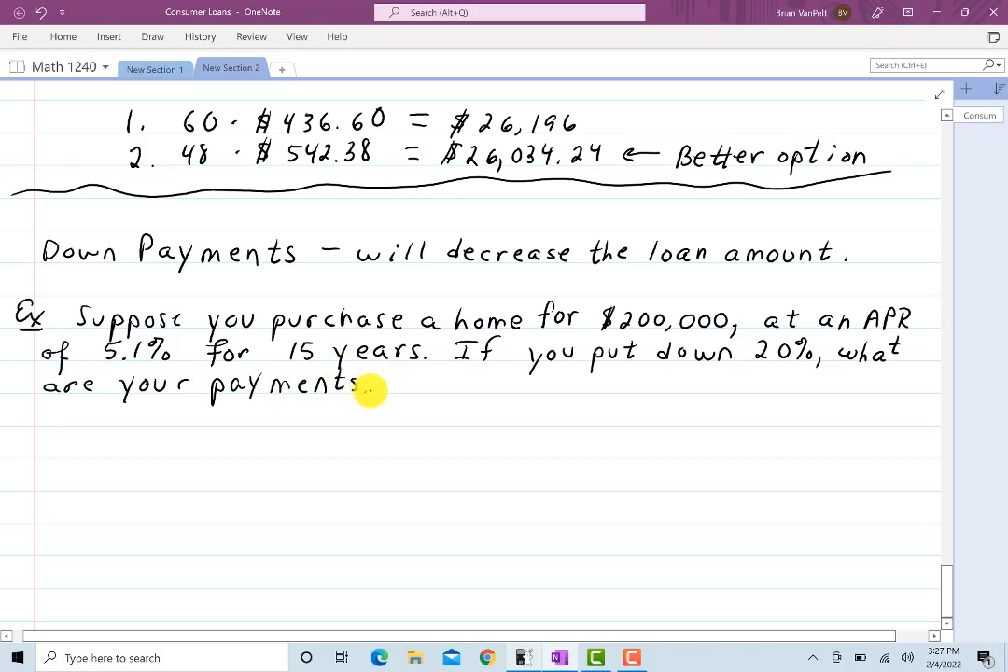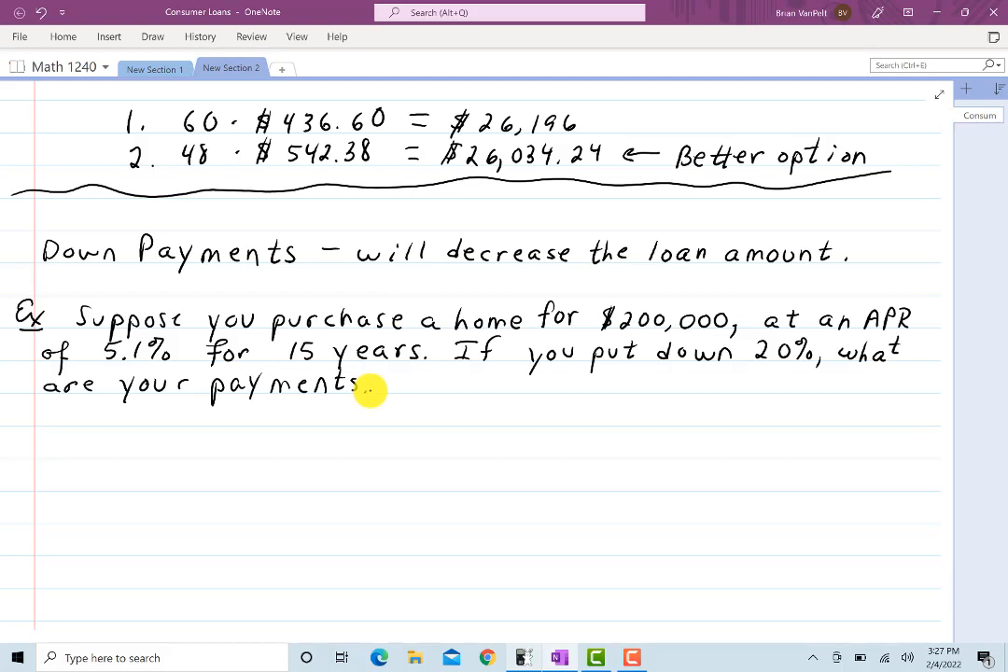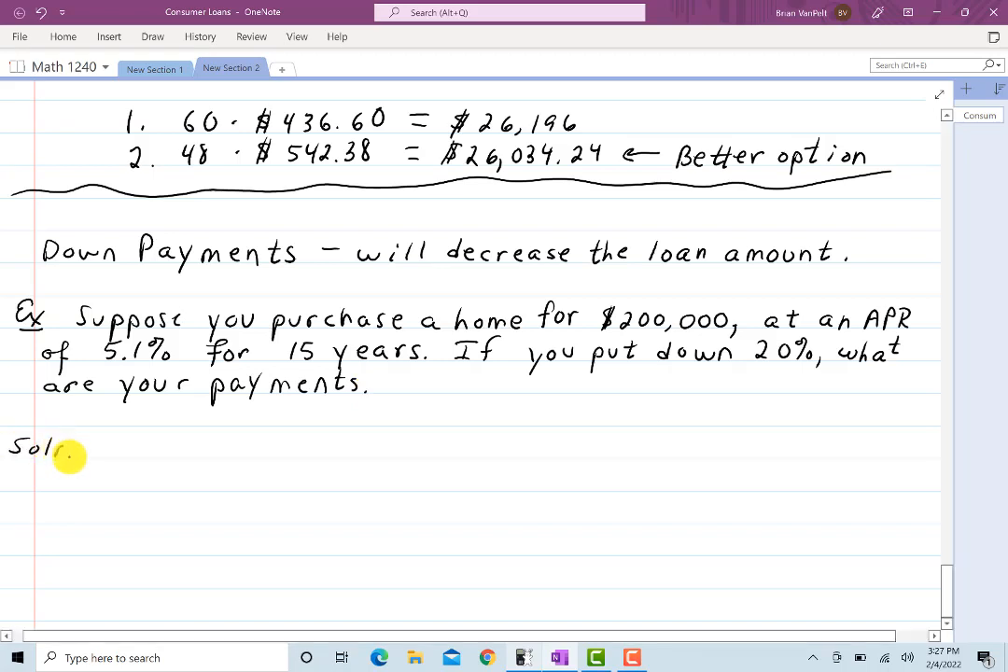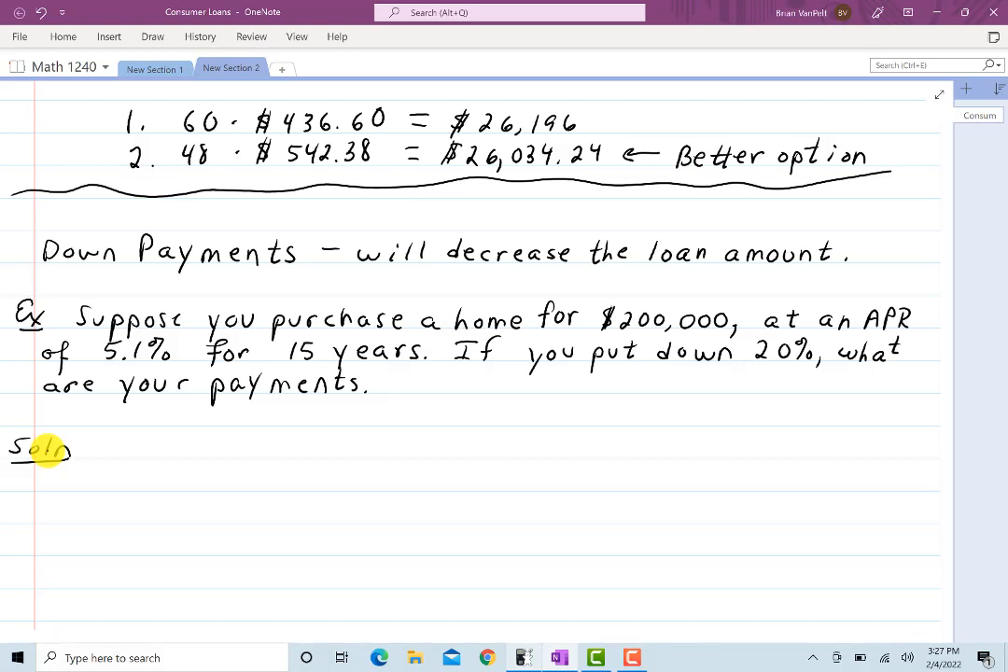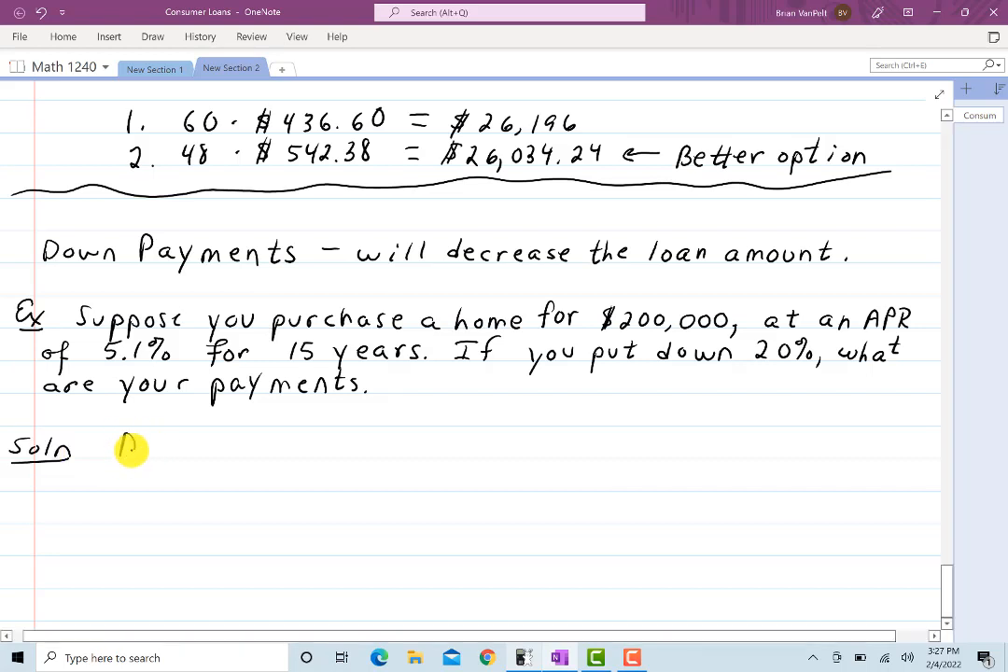20% used to be the standard. I'm not exactly sure what it is. I think it's come down to 10, and I've heard of loans being as low as 5% or even 3% down. But for some reason, the banks have always required some amount of money down, I guess, to show that you are responsible enough to make such payments. But in any case, let's go ahead and do the down payment first.